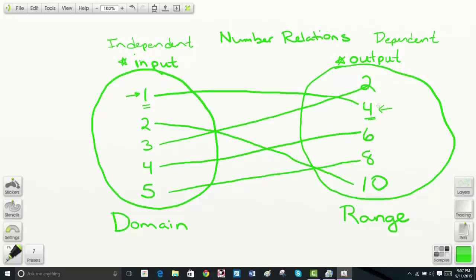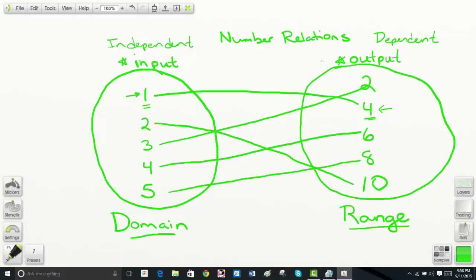Input 1, output 4. Okay, so important vocabulary terms here are input versus output, domain versus range. Those are actually the most important. Let me underline them. They are the most important. Domain and range. And then that also could be described as the independent set of numbers and the dependent set of numbers, which is closely linked to calling it the input and the output. Okay, that's what a number relationship is.